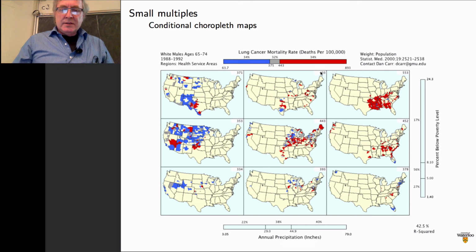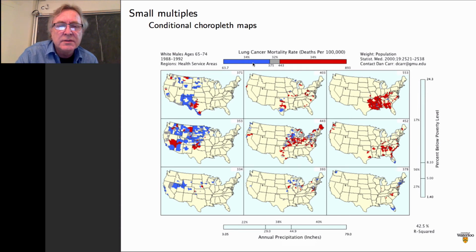Okay, so roughly divided into thirds. The blue are the low values. The red are the high values, where there's lots of mortality. So we see the red concentrated down here in the Mississippi Valley, the blue a little more up in the north here. And we've got 9 different micromaps here.